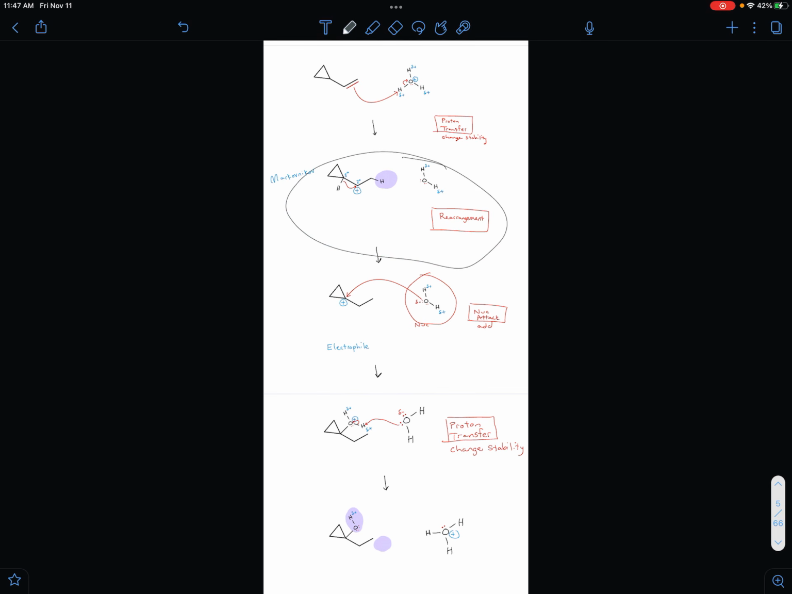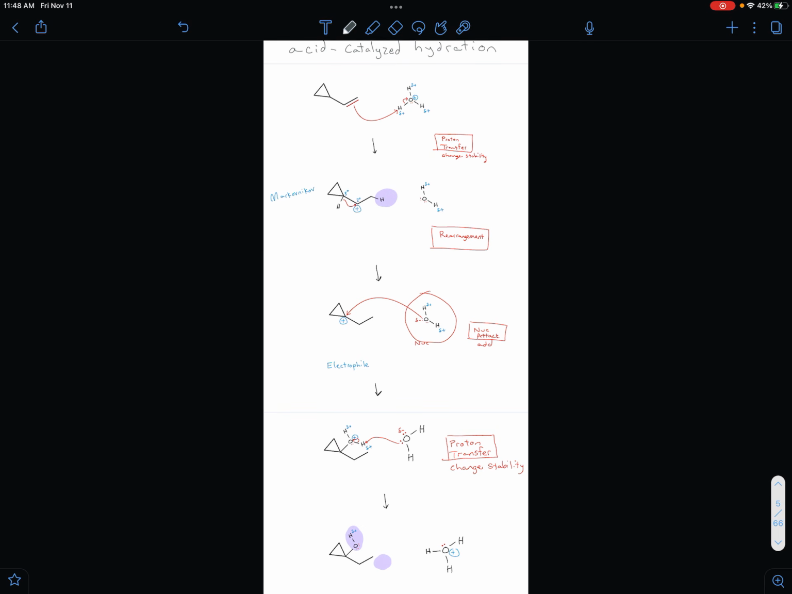So in acid-catalyzed hydration, you'll always have proton transfer as your first step. You may have rearrangement depending on what the molecule is, if there's a more stable position for the carbocation to be nearby. You'll always have nucleophilic attack, and you'll always have a proton transfer at the end. So hopefully you can see the similarities between this and hydrohalogenation.